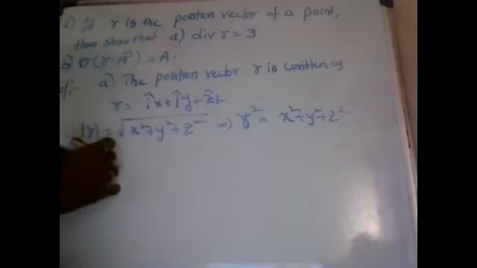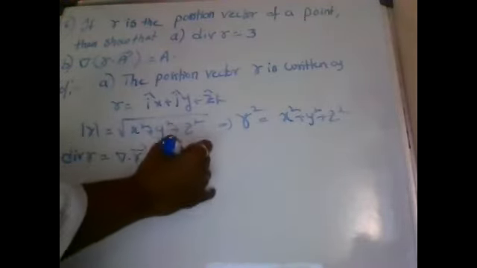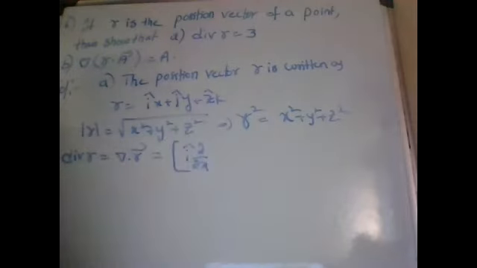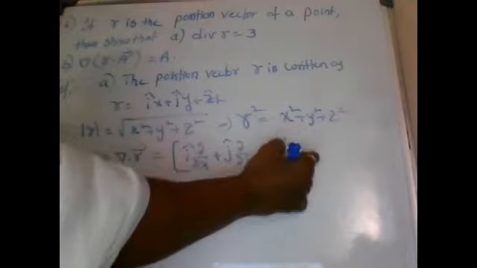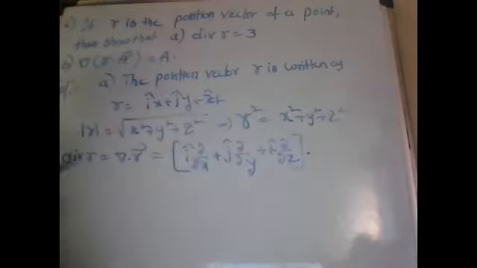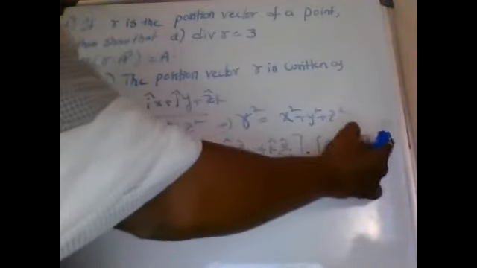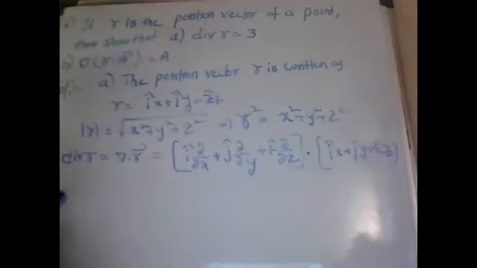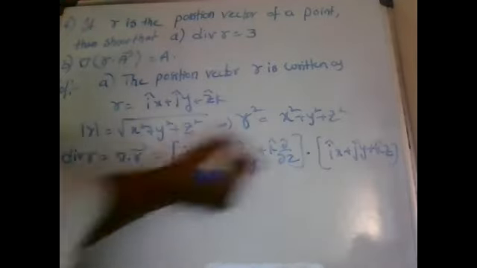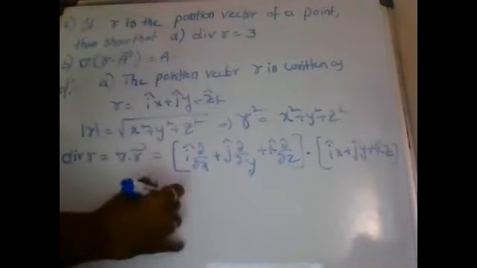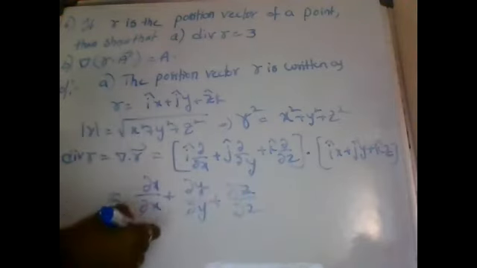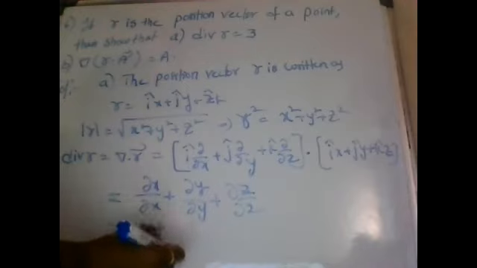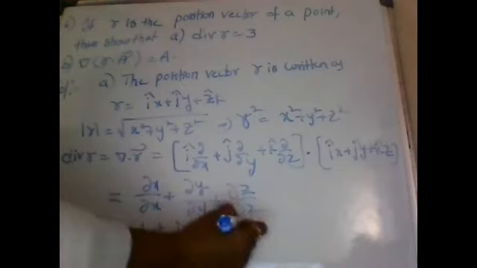So divergence of R equal to del dot R bar. What is the del: i dou by dou x plus j dou by dou y plus k dou by dou z dot R bar. What is the R bar? i x plus j y plus k z. Already we know that i dot i equal to j dot j equal to k dot k equal to 1. So dou x by dou x plus dou y by dou y plus dou z by dou z. Here x differentiation with respect to x is 1, and y differentiation with respect to y is 1. z differentiation with respect to z is also 1. You get the answer is 3.